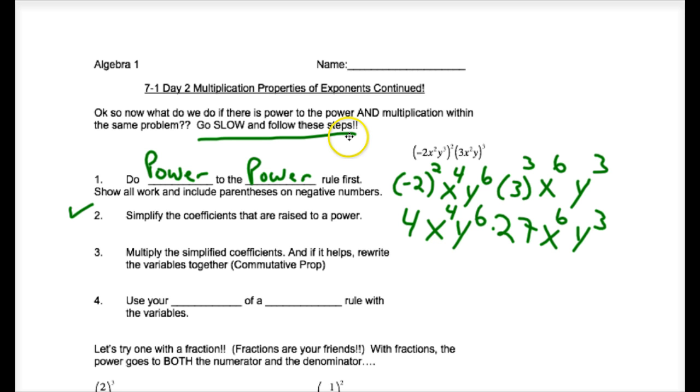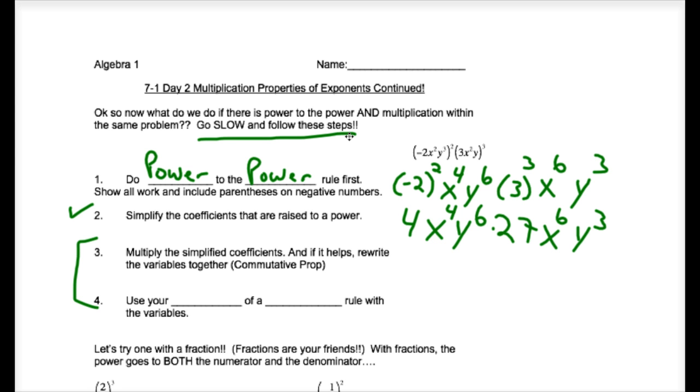That's your second step. Now, I'm going to let you guys combine steps 3 and 4 because I think you guys are smart enough to do that. What you're going to do is do 3 problems at once. What we talked about yesterday. Miss Pearl made these notes up. They're very good. She said, multiply the simplified coefficients. That means multiply 4 times 27. And if it helps, write the variables together.